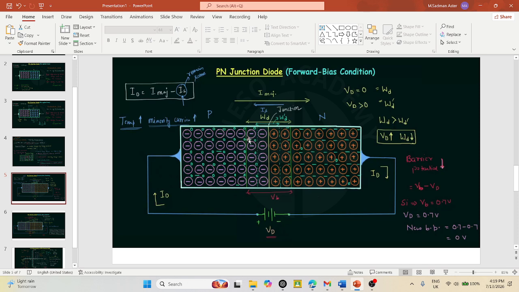A small amount of current also flows through the p-n junction due to the minority charge carriers, and this current is known as the leakage current or reverse saturation current. This leakage current always depends on the temperature. Now we have seen how current flows through the majority charge carriers in forward bias conditions.